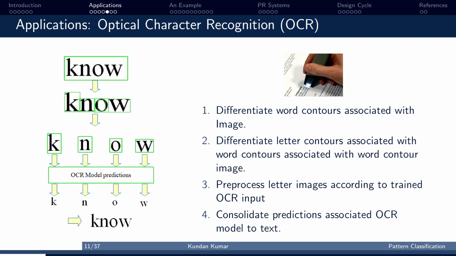We can use the OCR characteristics, that means the optical character recognition system. First it captures the images, then it converts them to boxes, and then each character is recognized by the OCR model, which determines which computer alphabets are there, and then it combines them into a single computer word. So how does this optical character recognition system work?